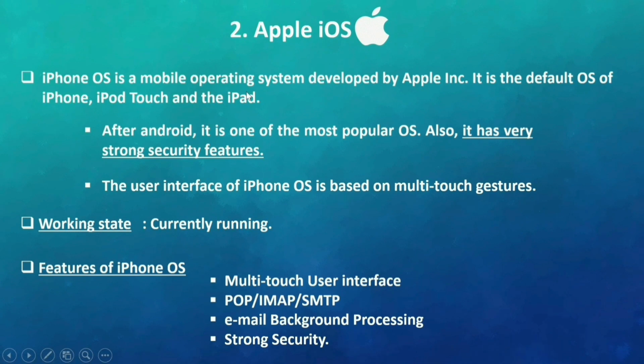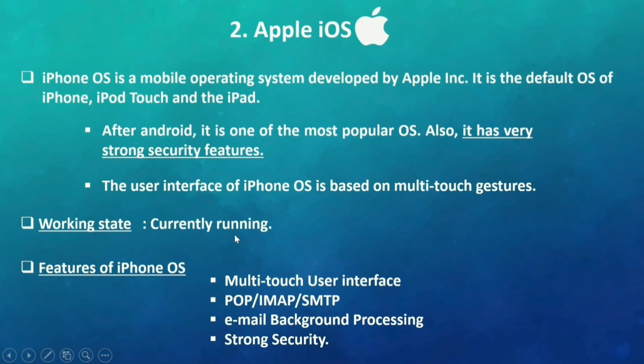Next is Apple iOS. iPhone OS is the mobile operating system developed by Apple Incorporated. It is the default OS of iPhone, iPod Touch, and the iPad. After Android, it is one of the most popular OS. It also has very strong security features. The user interface of the iPhone OS is based on multi-touch gestures.